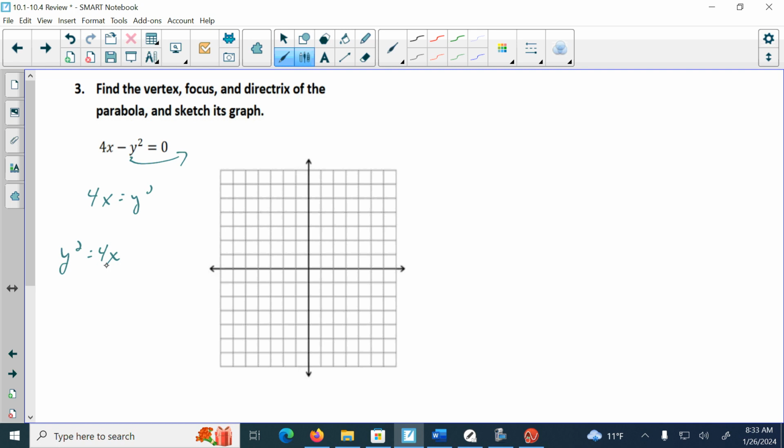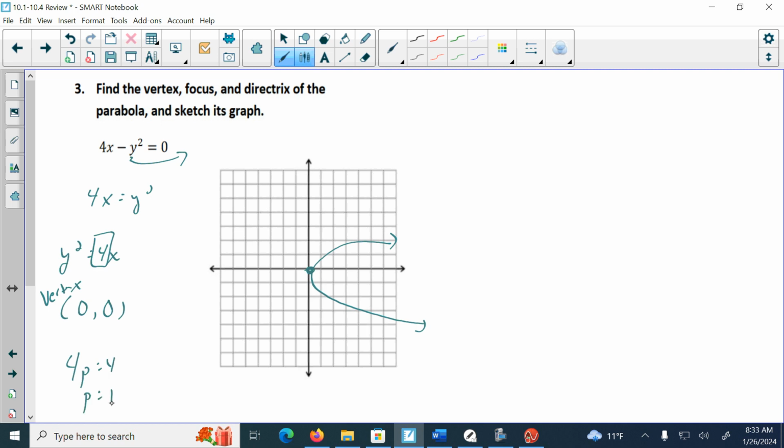Here, I can see that I'm not subtracting anything from my x, not subtracting anything from my y, so my vertex is going to be 0, 0, so I'm going to plot that there. Then I know that the y is squared, so it's going to be open to the left or the right. Since the 4 is positive, I know it's going to open to the right, so it's going to do something like this. To find my focus, remember this is what's equal to 4p, so 4p is equal to 4, which means p is equal to 1.